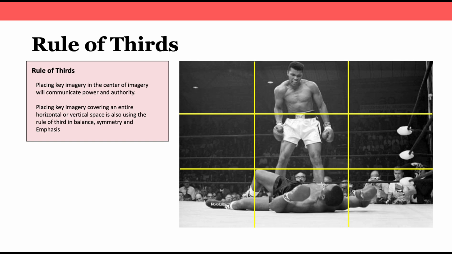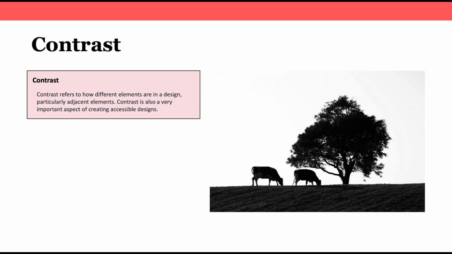Notice in this image, it shows Muhammad Ali standing powerfully above a boxer that is on the mat, knocked out. Ali fills the full vertical center third space, and the opponent in the ring's floor occupies the entire lower third horizontal space. Subconsciously, this communicates to the viewer his power and authority and even dominance.